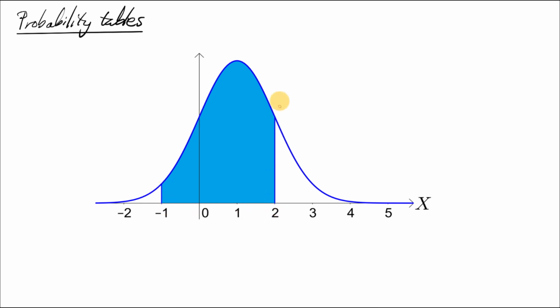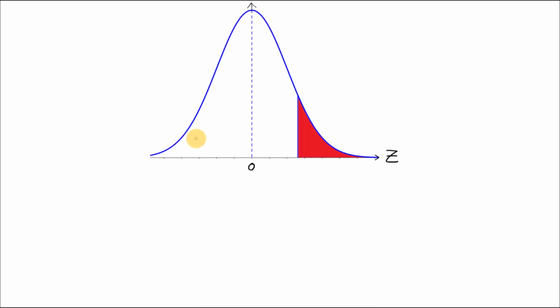To calculate the area under a graph, to know the probability, one could of course do integration, but normally one uses probability tables instead. But the tables are given for a standard normal distribution, Z, not X. To read off a probability table, then you need a standard normal distribution.